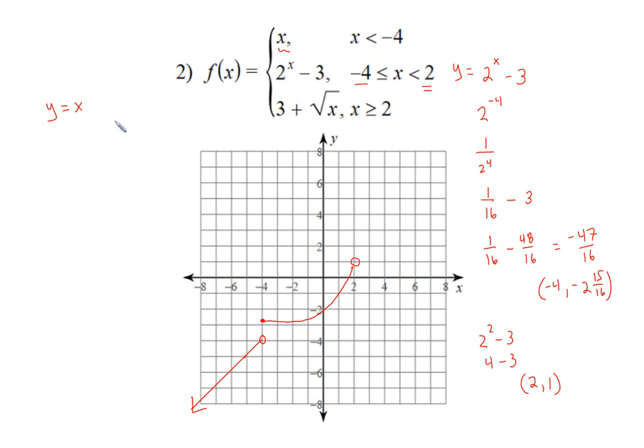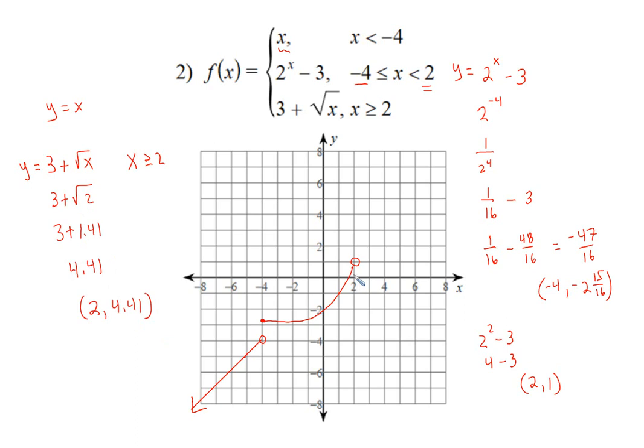And the last subfunction, we have 3 plus square root x, so y is equal to 3 plus square root x, and our domain is x is greater than or equal to 2. So the first thing I need to do is plug in 2 into the square root here. So we get 3 plus square root 2. Square root 2, if you put it in your calculator, is approximately 1.41, I believe. So we're going to end up with 4.41. So what that means is when x is 2, I know the y value would be 4.41.